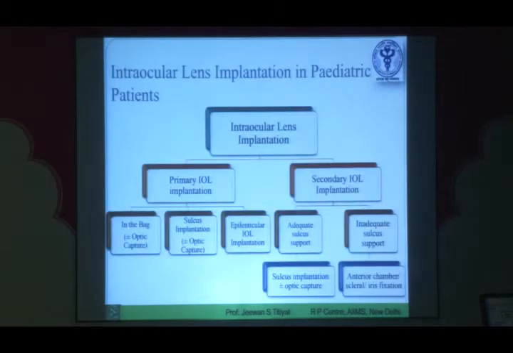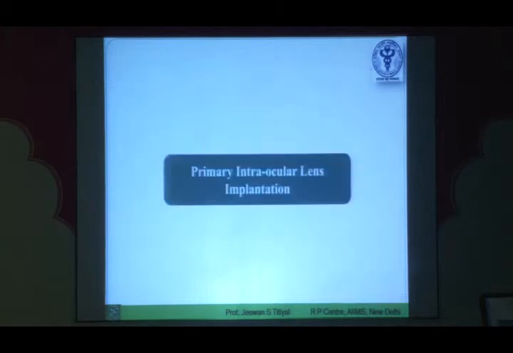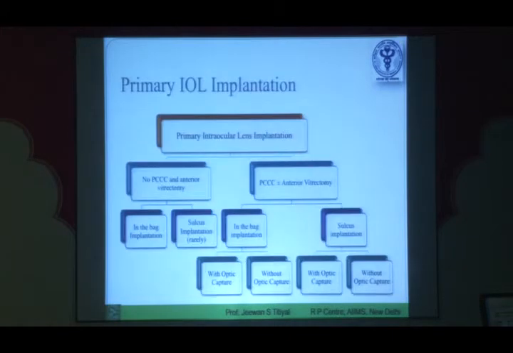So you can have implantation at the time of surgery, that is primary, or you can have a secondary implantation. Both ways can be done in a pediatric patient. It depends on how the child is, the age of the child, the growth of the eyeball; everything will be important in these considerations. Looking into a primary implantation, you can have it with PCC or without PCC, and with PCC with anterior vitrectomy or no anterior vitrectomy. So you have three options. You do an implantation without touching the posterior capsule.